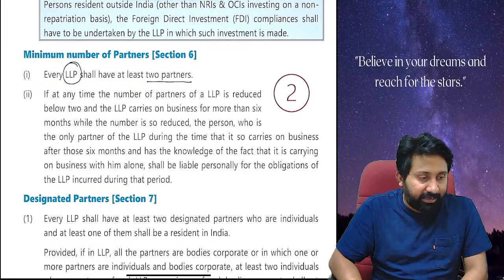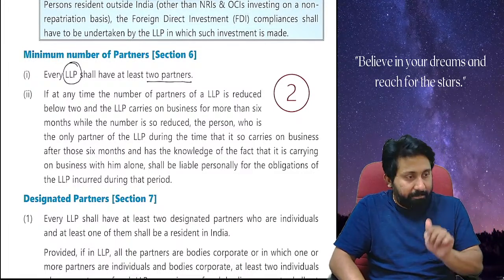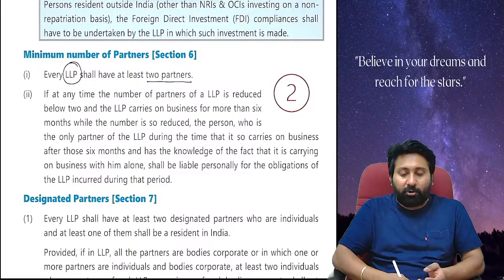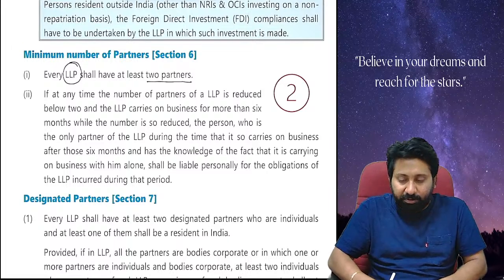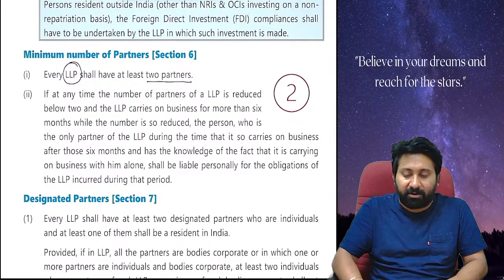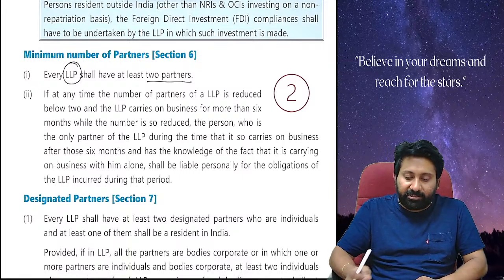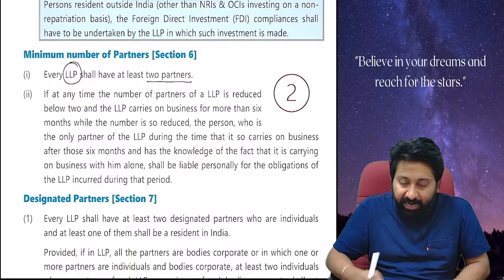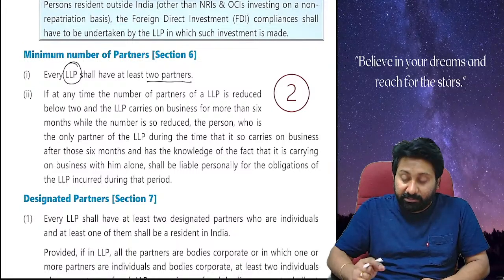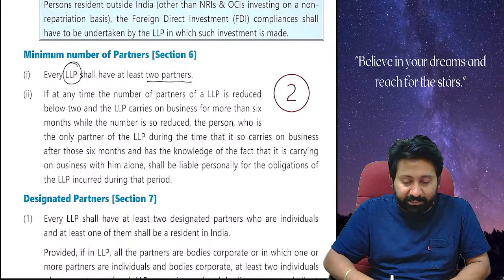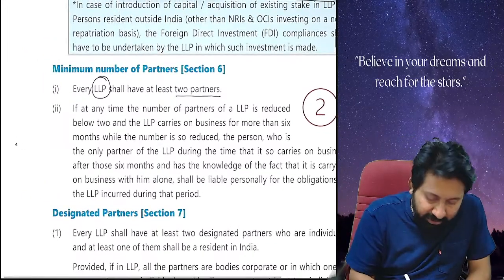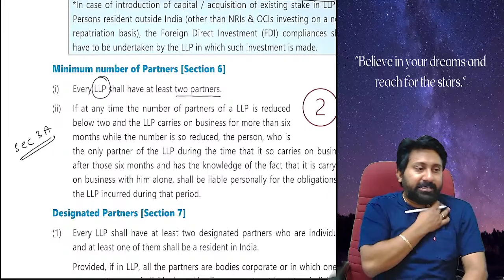Shall have at least. When I say at least, it represents minimum. If at any time the number of partners of LLP is reduced below 2 and the LLP carries on business for more than 6 months, while the number is so reduced, the person who is the only partner of LLP during the time that it so carries on the business after those 6 months and has a knowledge of the fact that it is carrying on the business with him alone shall be liable personally for the obligations of LLP incurred during that period. Ditto copy paste to section 3A of Companies Act.